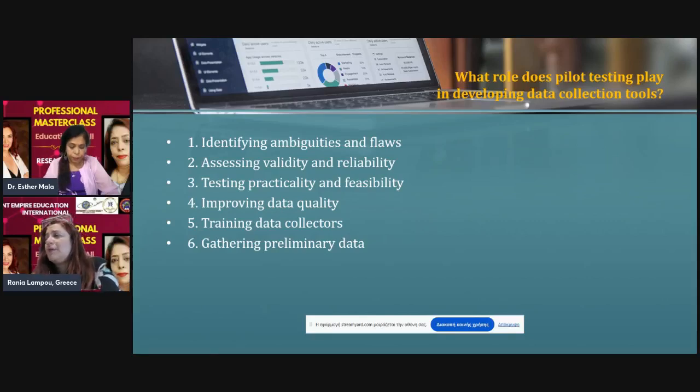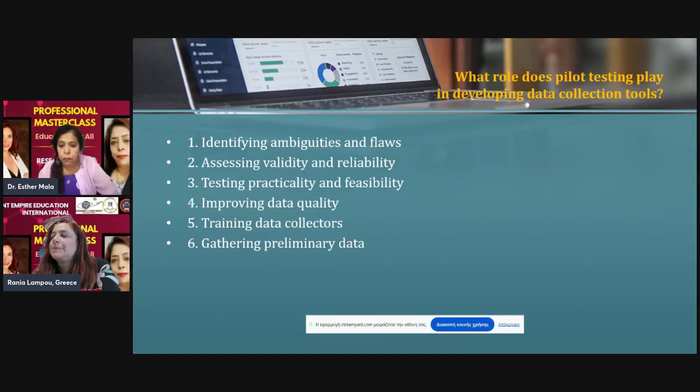Then, it checks if the tool accurately measures what it intends to, the validity that we have mentioned in previous sessions. It evaluates consistency of results over time or across different responses, the reliability. And it determines if the tool is user-friendly and easy to administer, it assesses the time required for data collection, and it identifies logistical or resource constraints, so we can test the practicality and feasibility.